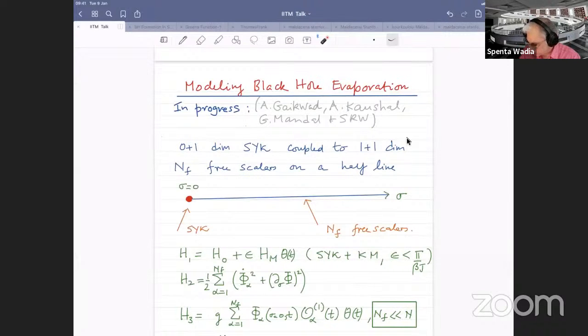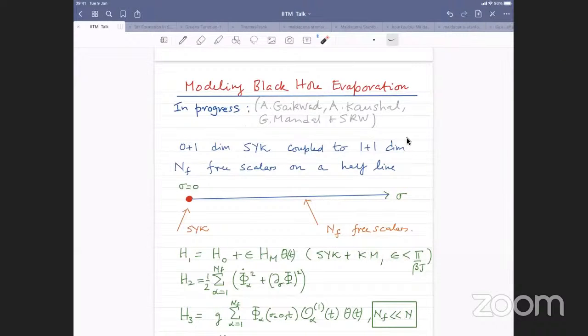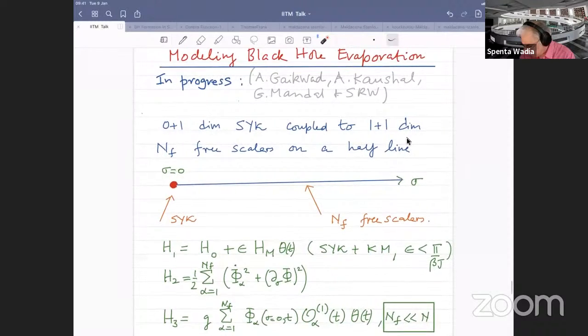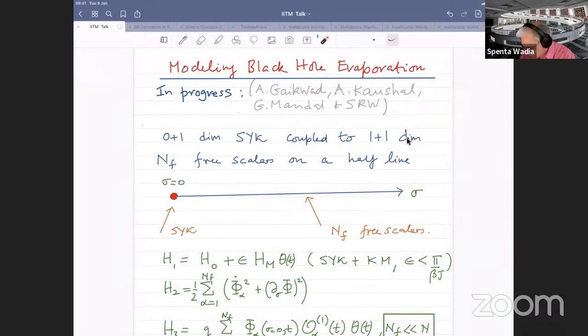Okay, seems not. So let me now present to you the problem of the modeling of black hole evaporation. This is work in progress, but I thought I'd just spell out the formulation of this problem. Technically it turns out to be a very difficult problem, but I think we'll all get there at some point.